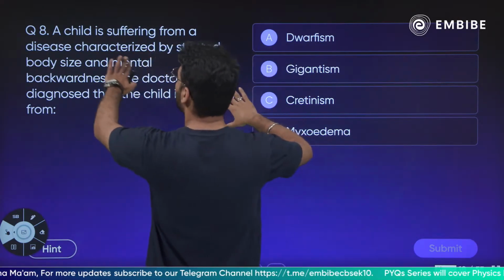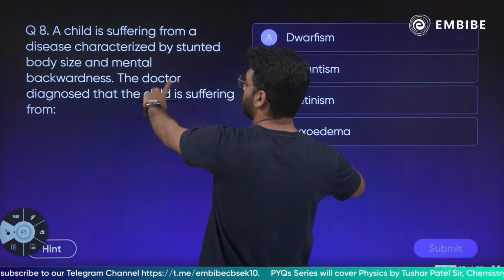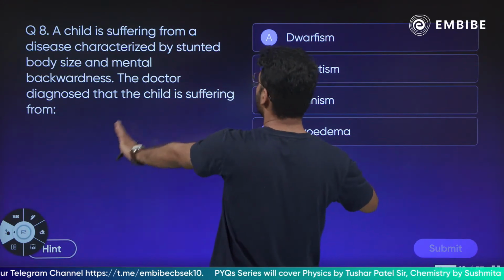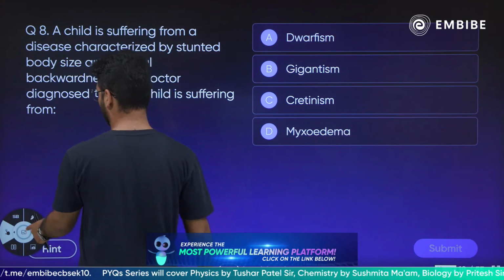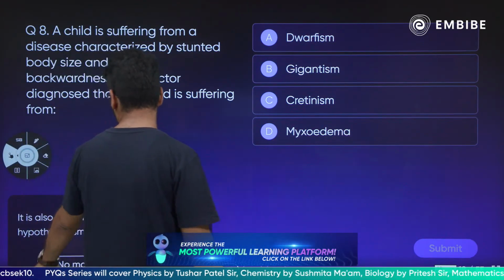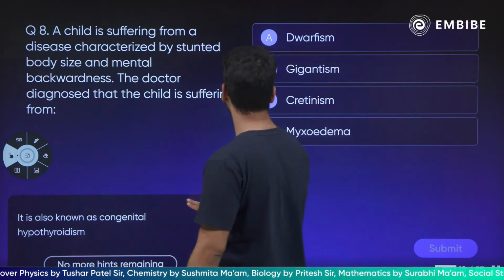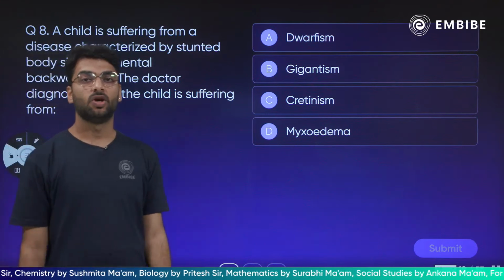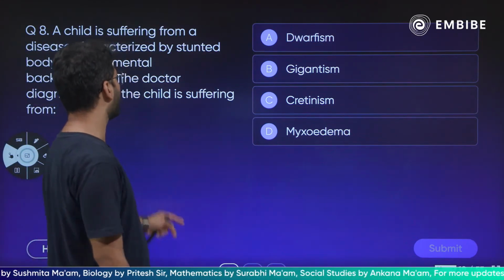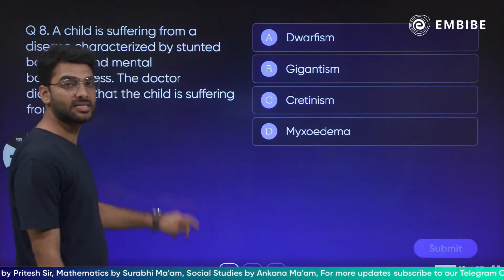A child is suffering from a disease which has stunted body size and mental backwardness. The doctor diagnosed that the child is suffering from dwarfism, gigantism, cretinism or myxedema. It is also known as congenital hypothyroidism. What is the answer? Rupanjana is saying dwarfism. Okay. It is stunted body size and mental backwardness.